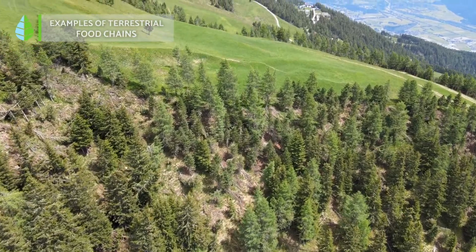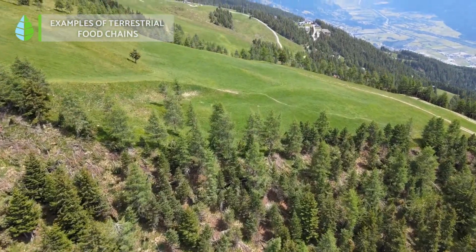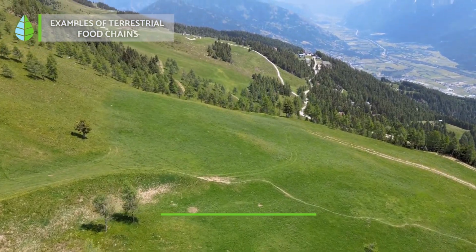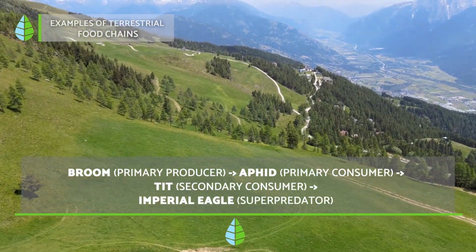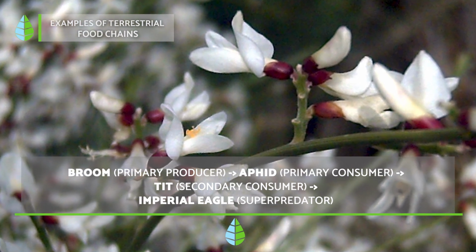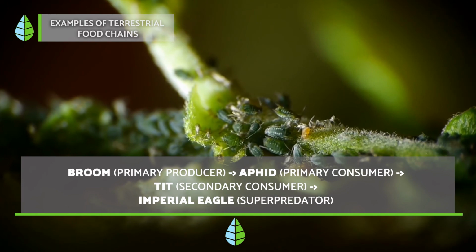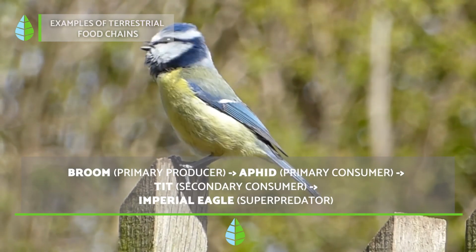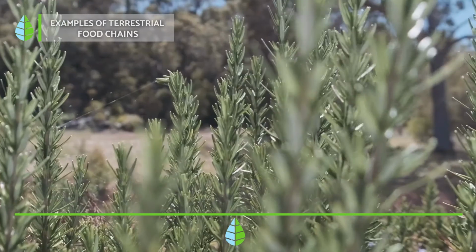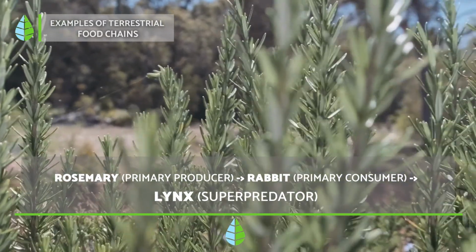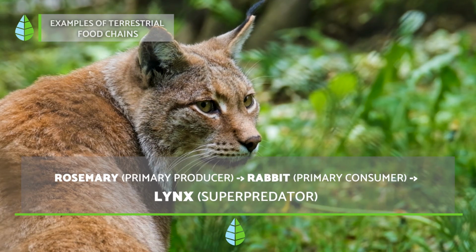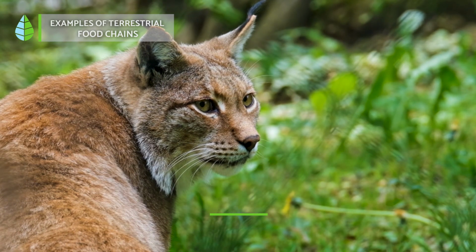Examples of terrestrial food chains. Here are a couple of examples of terrestrial food chains, specifically those occurring in the Mediterranean forest. Scotch broom, primary producer; aphid, primary consumer; teat, secondary consumer; eagle, super predator. Rosemary, primary producer; rabbit, primary consumer; lynx, super predator.